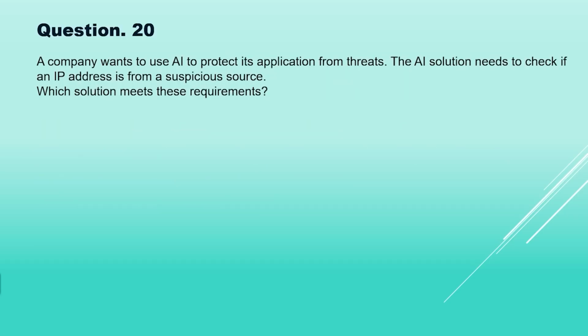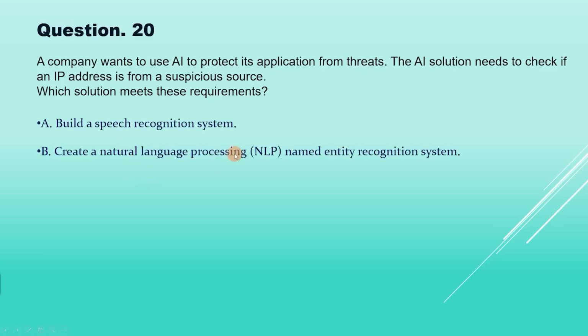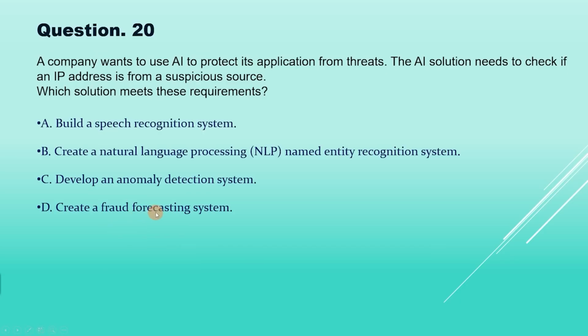Now question number 20. A company wants to use AI to protect its application from threats. The AI solution needs to check if an IP address is from a suspicious source. Which solution meets these requirements? Here are the options: build a speech recognition system, create a natural language processing named entity recognition system, develop an anomaly detection system. Option D, create a fraud forecasting system.